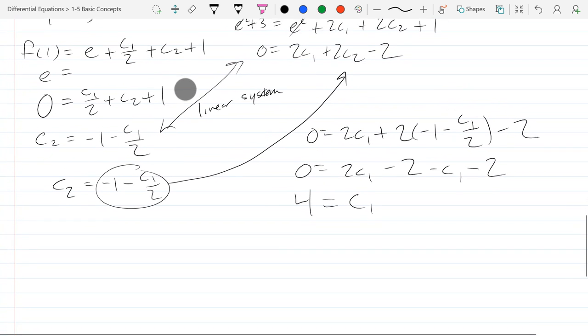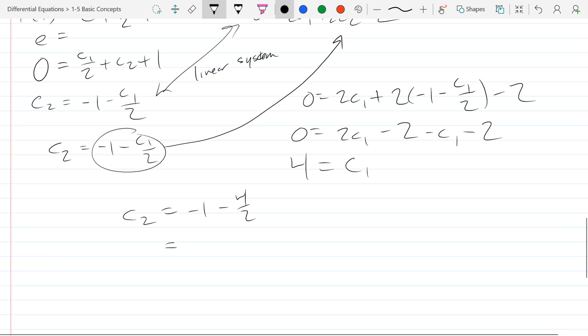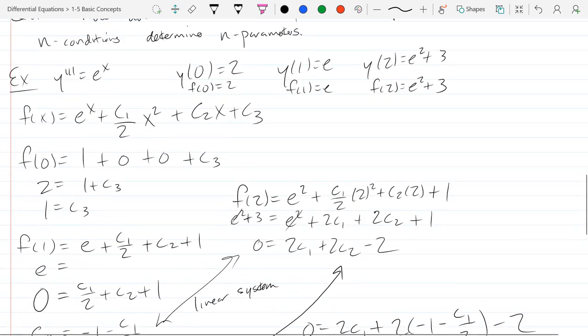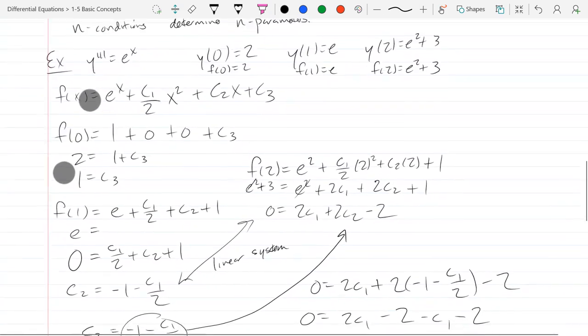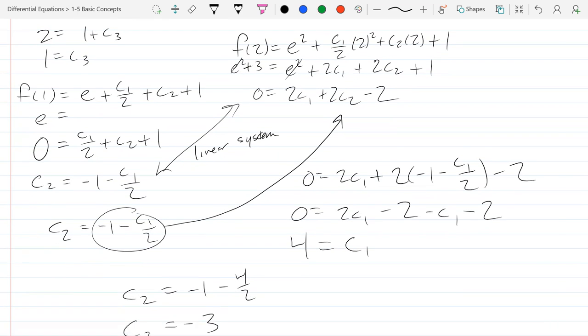And very quickly we'll get c2 by plugging this right back into the first equation. Negative 1 minus 4 over 2, which is negative 1 minus 2, negative 3. So we got c1 is 4, c2 is negative 3, and we should have gotten c3 somewhere else. Hopefully, yeah, so c3 is 1. So we got all of our three constants here.